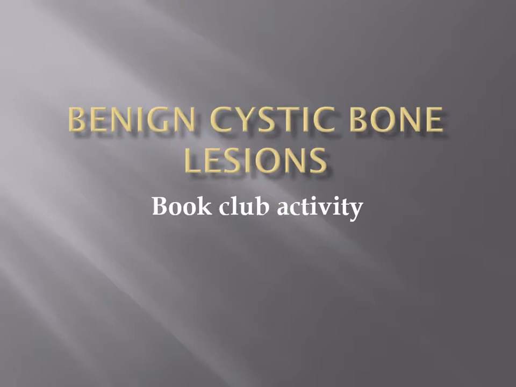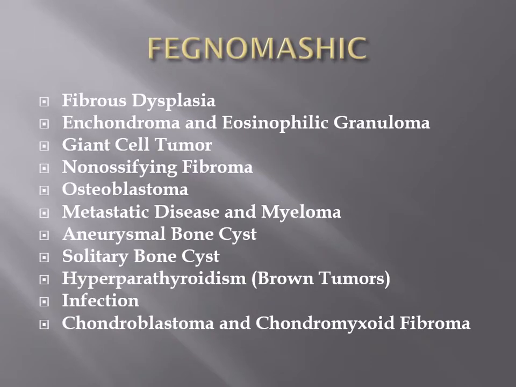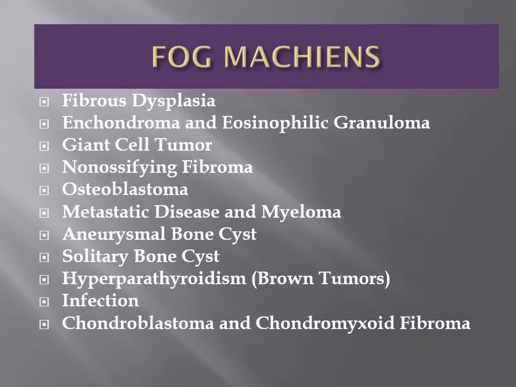Good morning. Today I will start with the benign cystic bone lesions. There are synonyms for the differential diagnosis of benign cystic lesions mentioned in the book. However, our teacher suggested a better name we can easily memorize. It's called FOG MACHINES, representing F for fibrous dysplasia, O for osteoblastoma, G for giant cell tumors, multiple myeloma and metastasis, and so on. Each letter is for a specific disease.